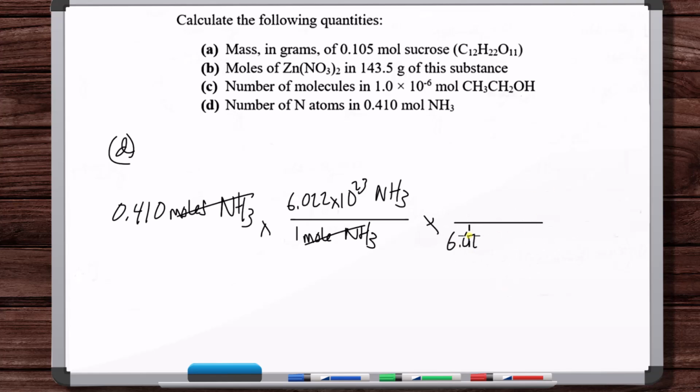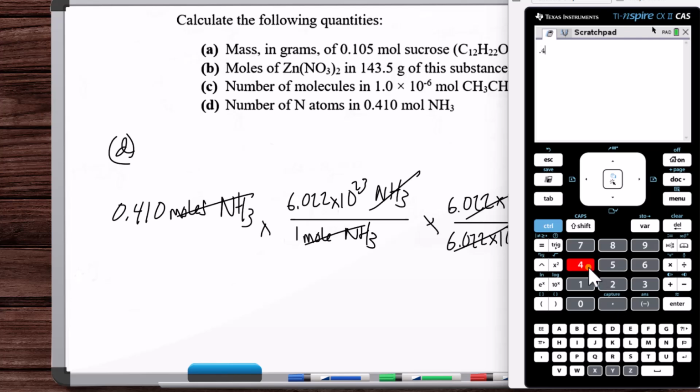So for every 6.022 times 10 to the 23rd NH3 molecules, there's 6.022 times 10 to the 23rd N atoms, right? You see how we didn't technically need to write that, but if we want to be clearly in terms of nitrogen atoms, there you go. And these cancel. So now we're in terms of the count of nitrogen atoms. So 0.410 times 6.022 times 10 to the 23rd gives 2.47 times 10 to the 23.